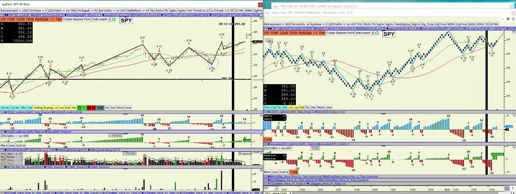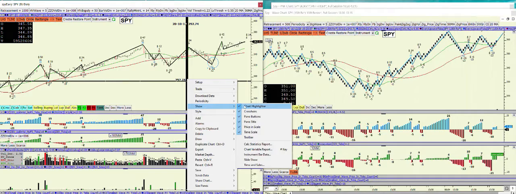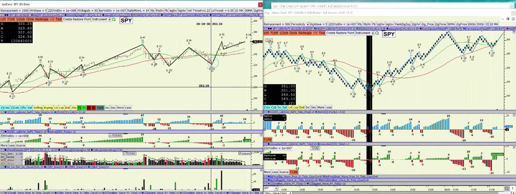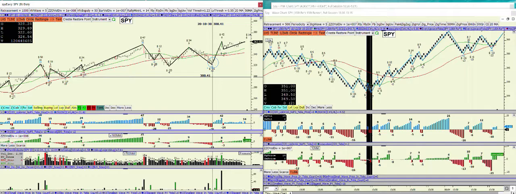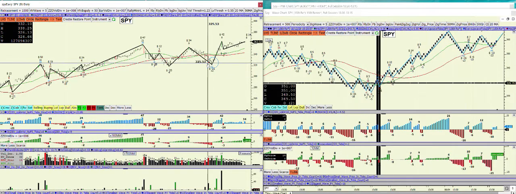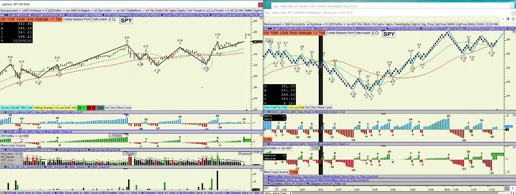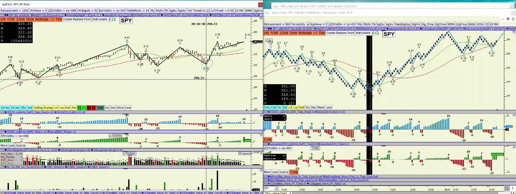All right, let me change this. There you go. So I'll use crosshairs. We want to see how this turn takes place. Where I have the circle, how does it take place? And I'll coordinate that with the lower time frame.